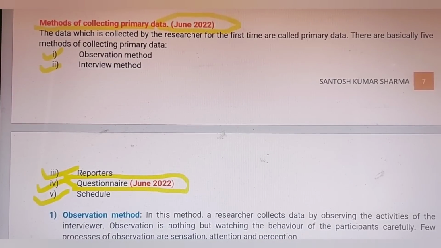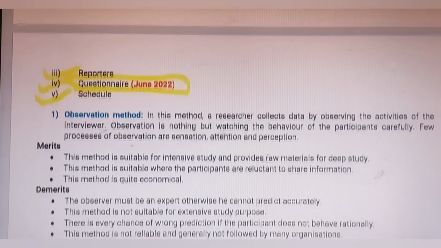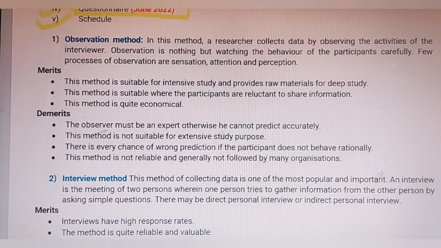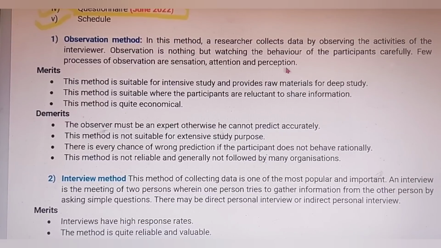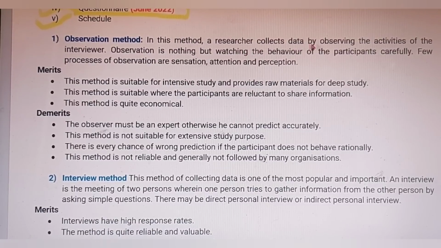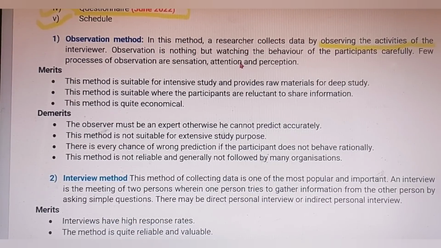I have also explained all these methods of primary data, their merits and demerits, in my previous videos. So you must prepare these questions well. You might get them in short notes, if not in the long questions. Like in the observation method, the researcher collects data by observing the activities of the participants, and these are all merits and demerits.